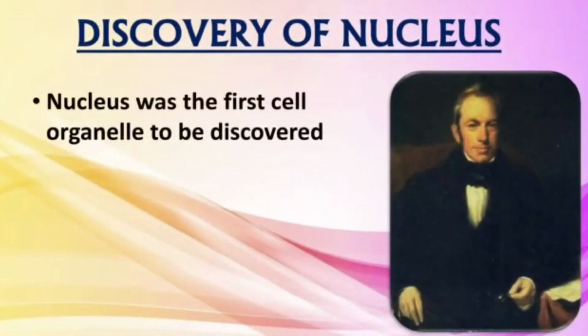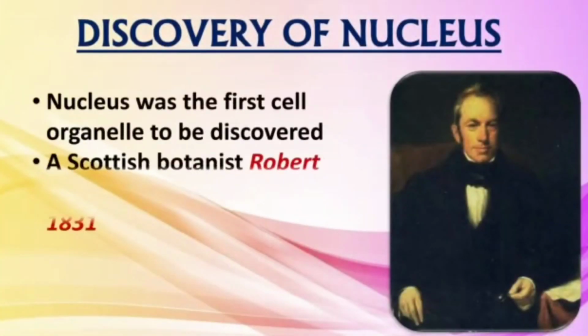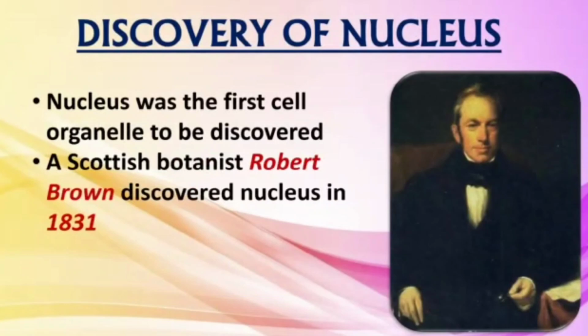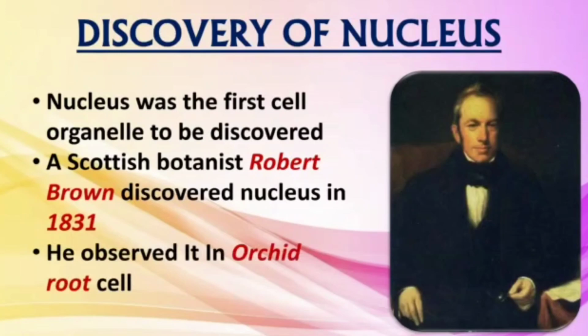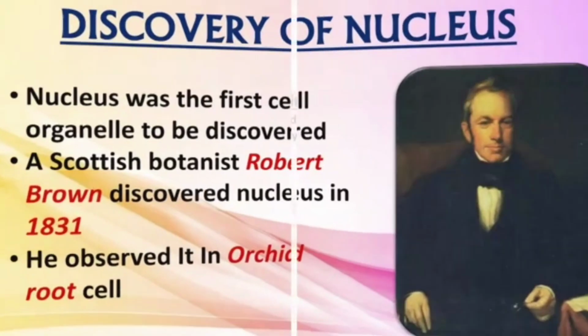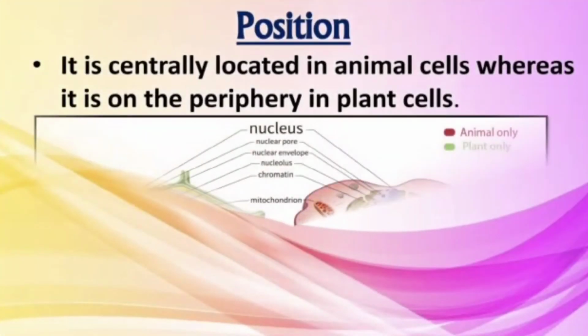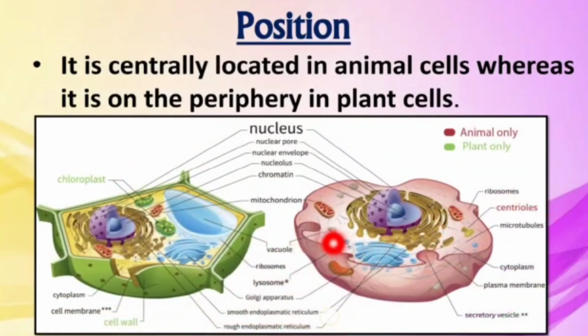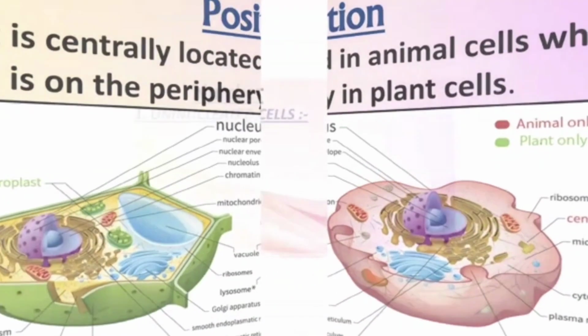The nucleus was the first cell organelle to be discovered. A Scottish botanist, Robert Brown, discovered the nucleus in 1831. He observed it in the orchid root cell. The nucleus is centrally located in the animal cells, whereas it is on the periphery in the plant cells, as we saw in the picture.